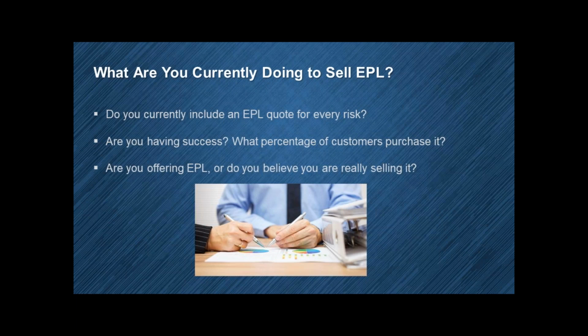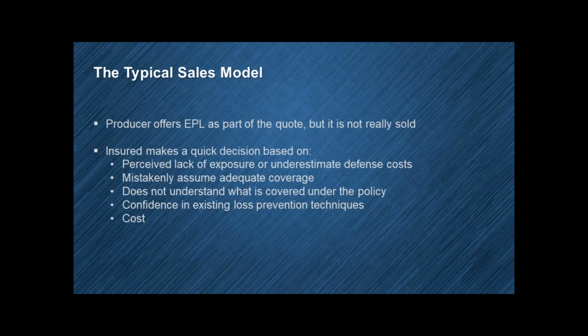So are you offering EPL, or are you really selling it? Are you going out there and saying, here's this coverage that's also available, or are you really explaining to the insured what their exposures are and truly selling it? So the typical sales model, the producer will offer EPL as part of the quote, but like I mentioned, it's not really sold all the time. It is included in the conversation, but there's just not a whole lot of time spent on it. Then the insured makes a quick decision.